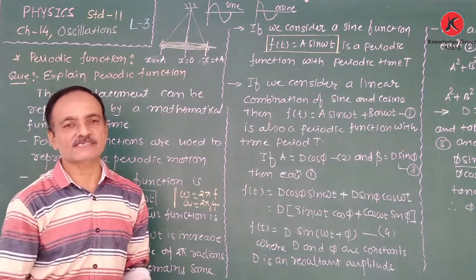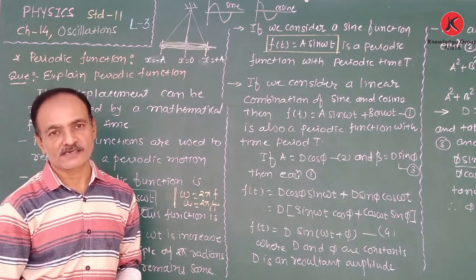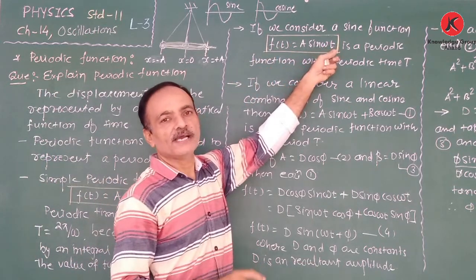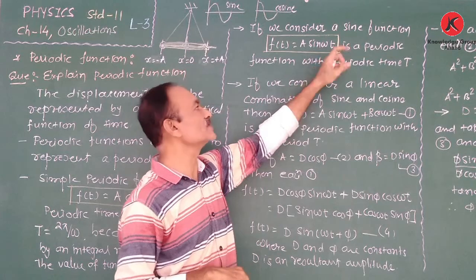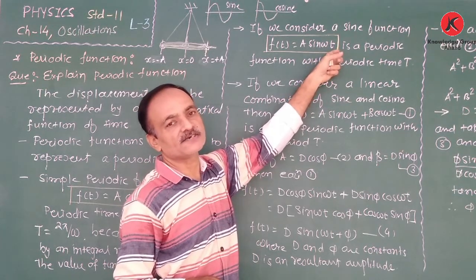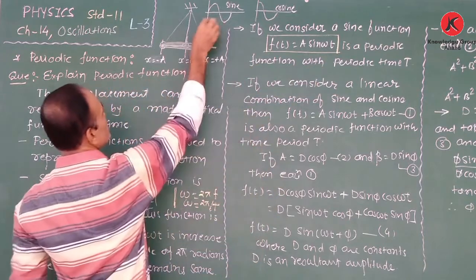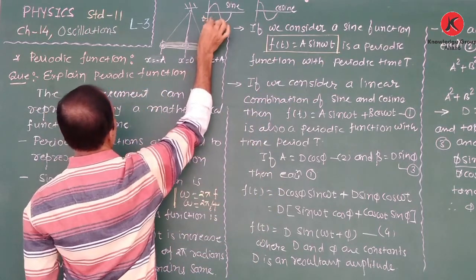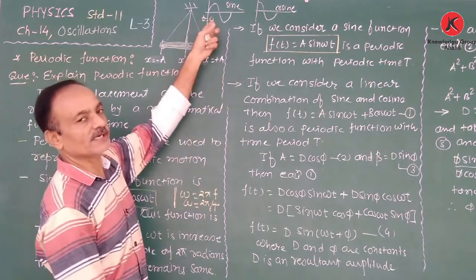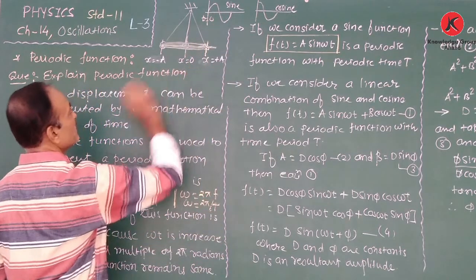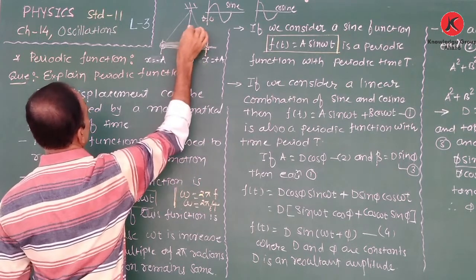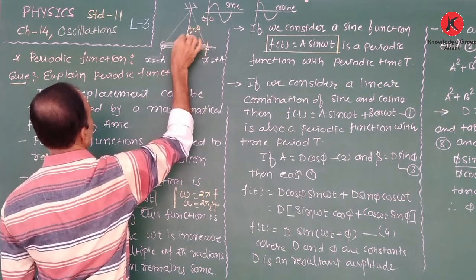But what is the difference between the sine and cosine functions? In the sine function, we consider t is equal to 0. Then omega into t is 0, and sine 0 is 0. Therefore its graph is represented like this. At time t is equal to 0, the particle is at the equilibrium position, that means the mean position. For the sine function, at the initial time t is equal to 0, the particle is here.